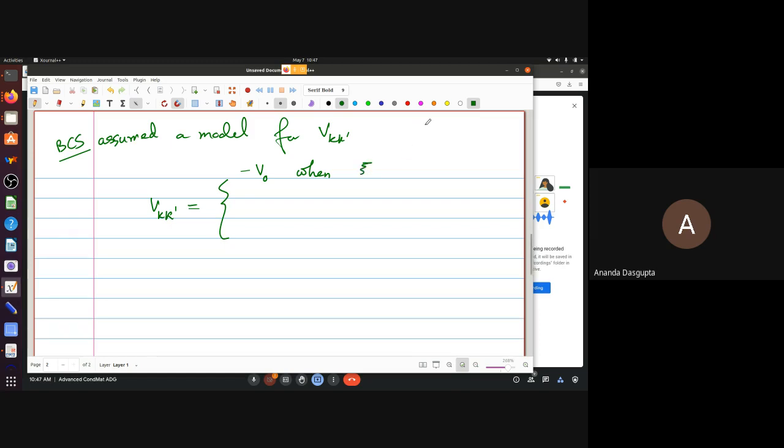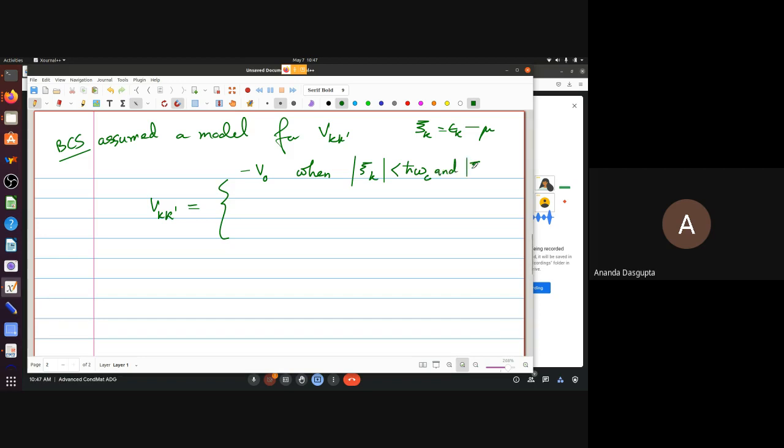So remember, xi k is of course the energy minus mu, right? So when you say that energy is close to mu, you essentially say that xi k is small in size. So the magnitude of xi k is less than some cutoff energy, which we are calling h cross omega c. Remember, this is something which we identified even in the Cooper problem as related to the Debye frequency.